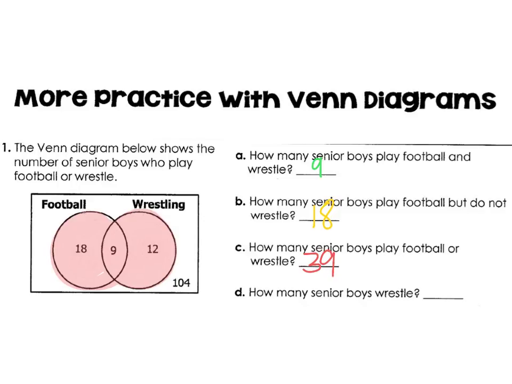And then, last but not least, let me erase all this. Last but not least, how many senior boys wrestle in total? The number of senior boys who wrestle in total would be these 12 who just wrestle, right? They'd only wrestle, but 9 boys wrestle and play football, so we have to include them as boys who wrestle. So therefore, how many senior boys wrestle? 12 plus 9 gives us 21.